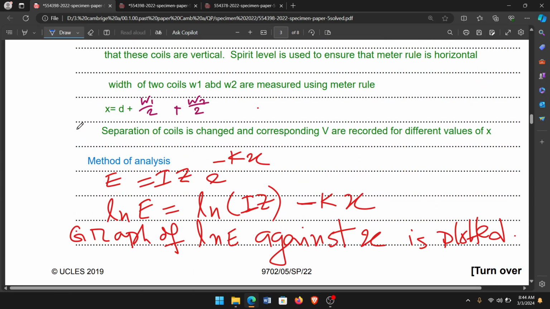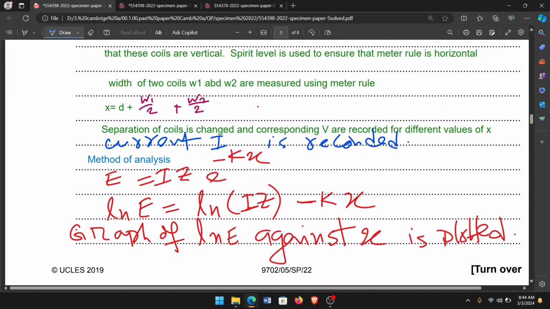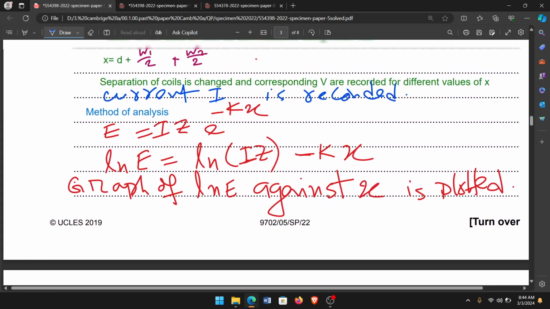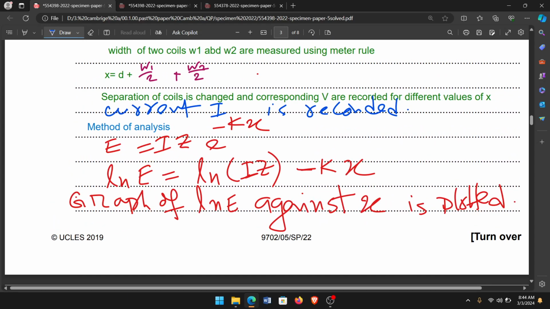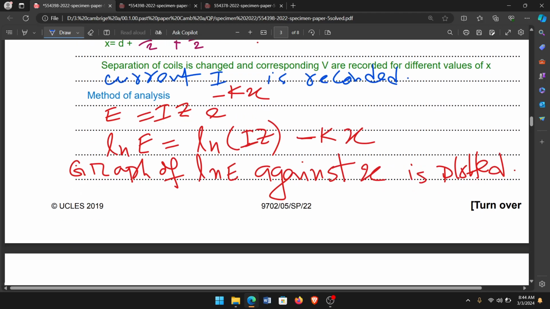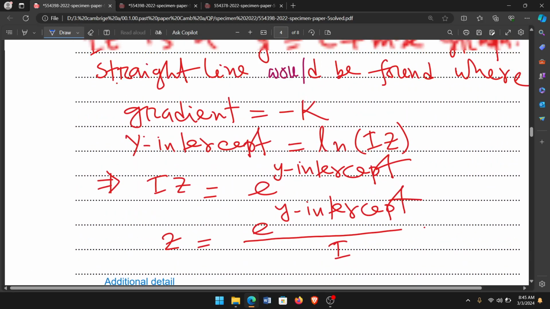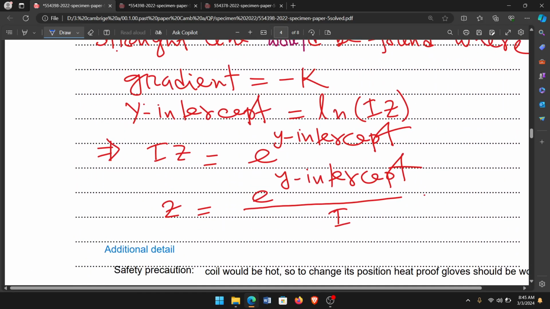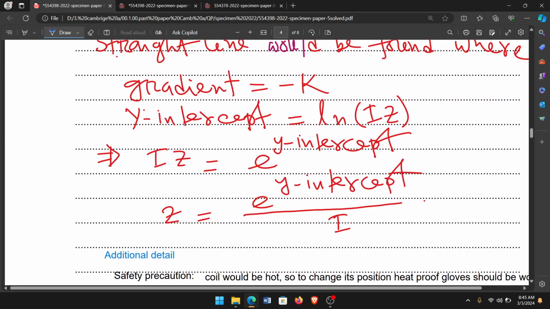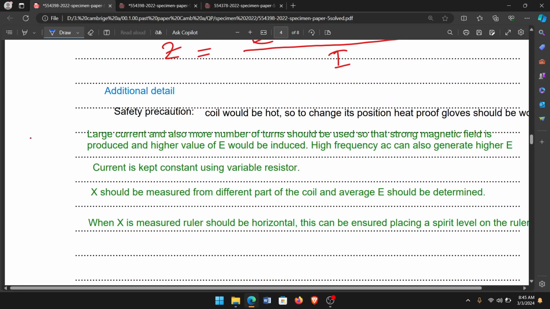One thing is not mentioned here, unfortunately, so write it: current I is recorded. Current is constant, but there should be a single measurement for it. So if you know the current, then you can easily determine Iz in this way. That is points 1 to 6, right? Now I'm adding additional details.